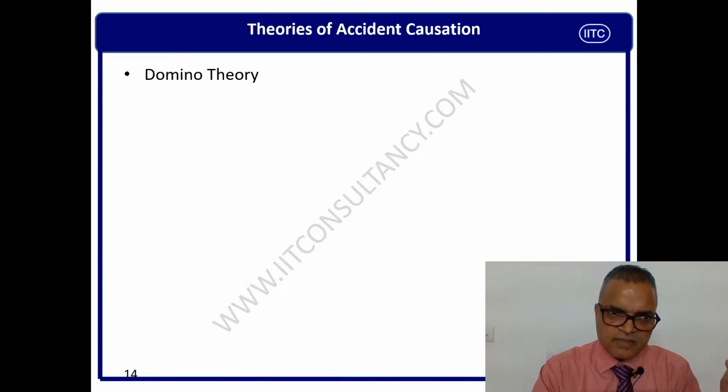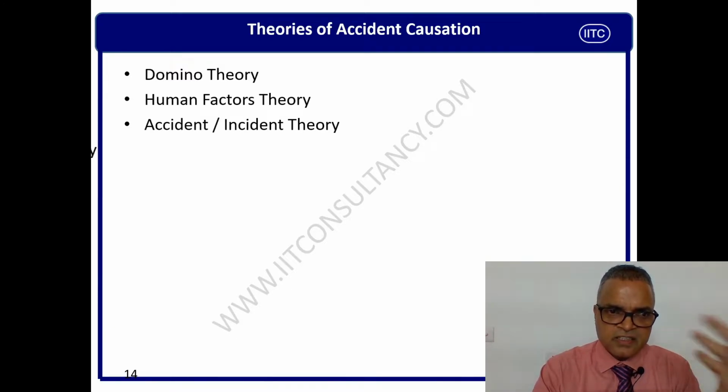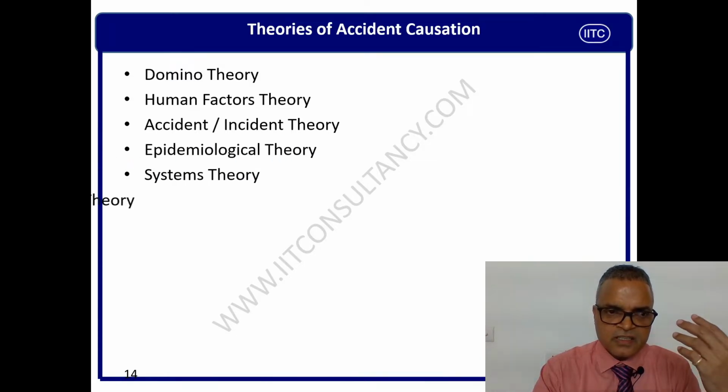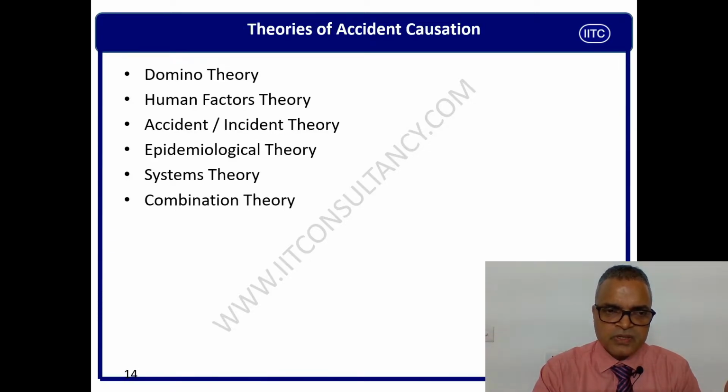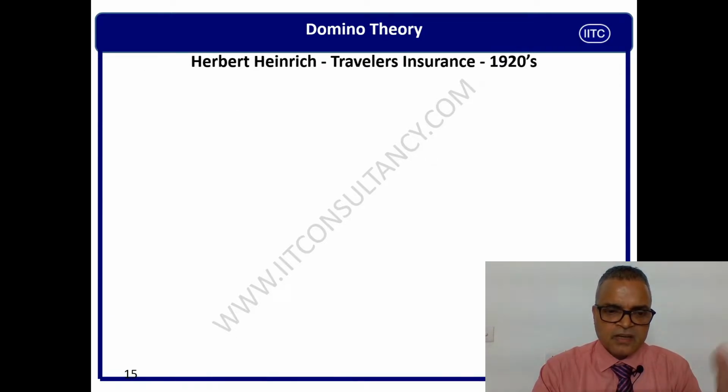There are Domino theory, human factor theories, accident incident theories, epidemiological theory, system error theory, and combination theories. These theories, which we have seen in the past, are to be reviewed in the following slides. Domino theory.